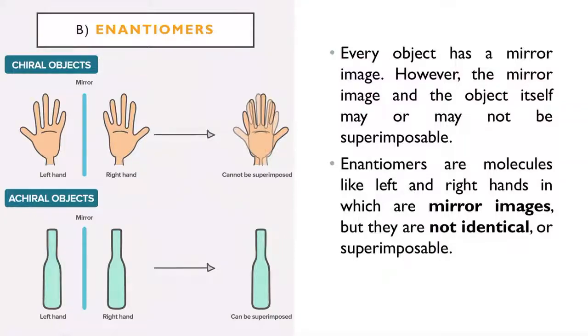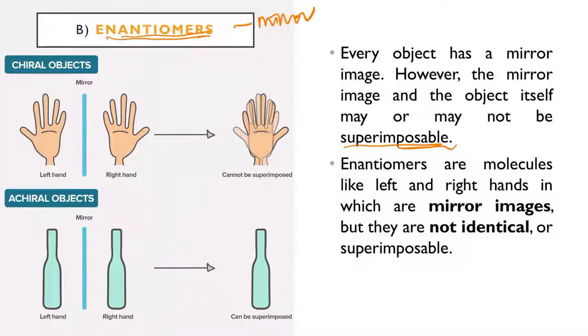So next stereoisomer is the enantiomers. So enantiomers ni, we must remember mirror. Okay? So every object has a mirror image. Kalau reflect, dia akan ada mirror image. Tapi your mirror image and the object itself may or may not be superimposable. So what is superimposable? Okay, you can look at your left. So enantiomers are molecules like your left and right hand. So tengok tangan awak, left and right hand. Okay, they are mirror images of each other, but they are not identical or superimposable.